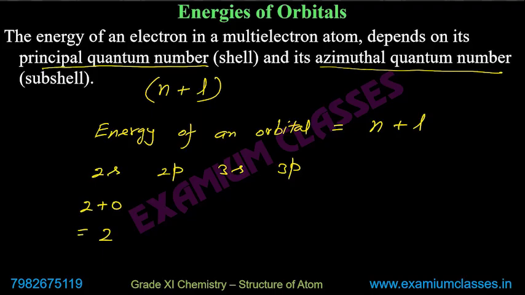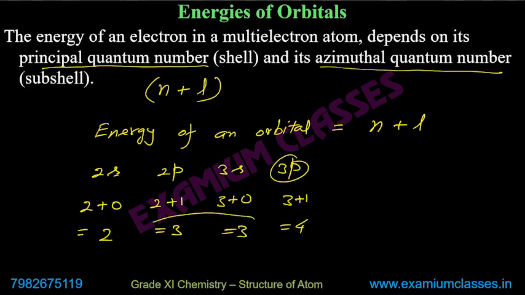Sir, is there a unit to this energy? No, these are just comparative. We will not be talking about these as corresponding to any actual energy. We will be talking about comparative values only. So 2p is 2 plus 1, 3. 3s is 3 plus 0, 3. 3p is 3 plus 1, 4.